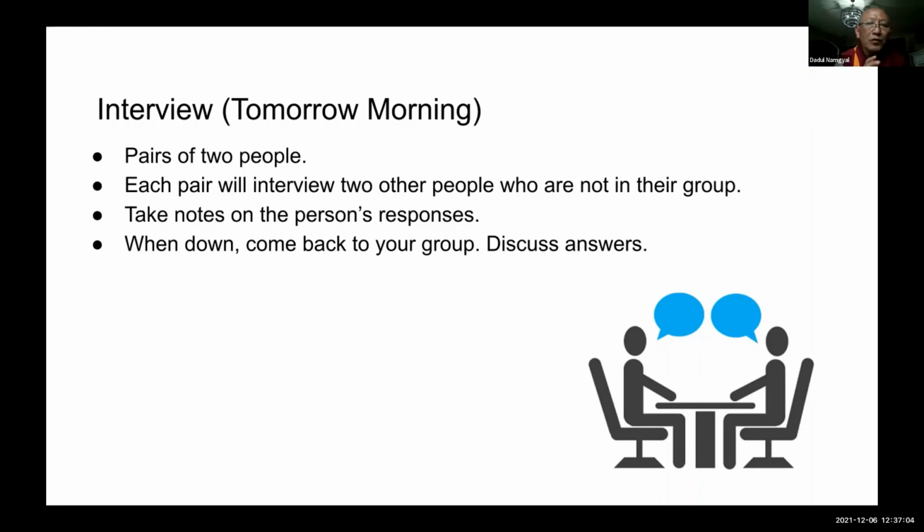So they will be doing it not online but on paper. On paper. And then when you're done, come back as a group to discuss the answers and make sure to save those papers.